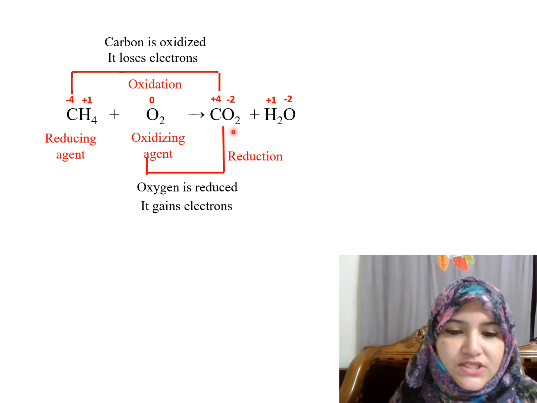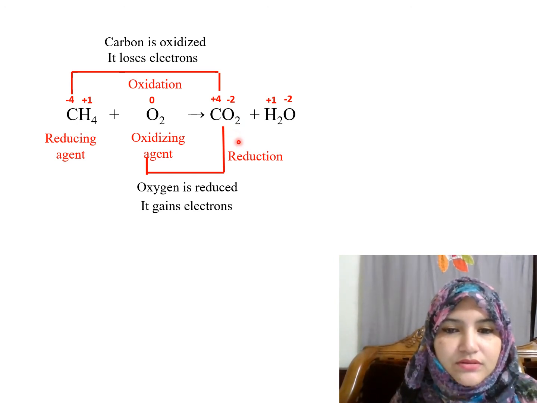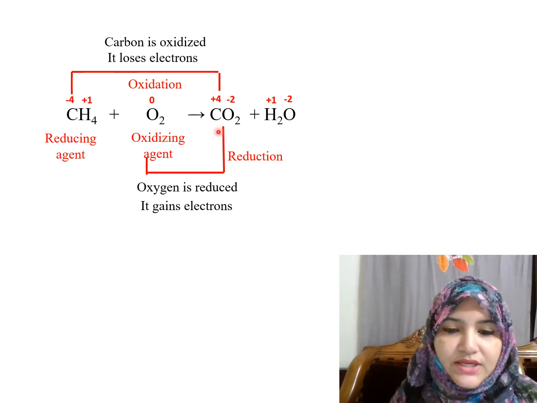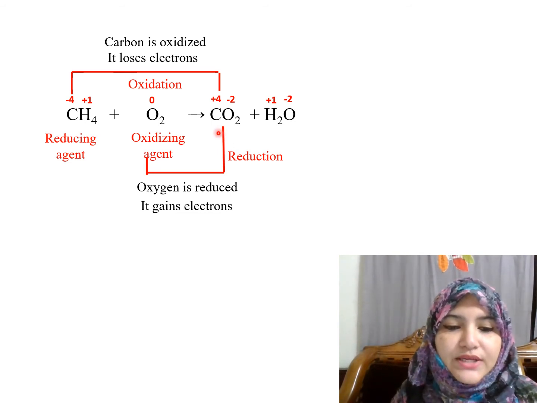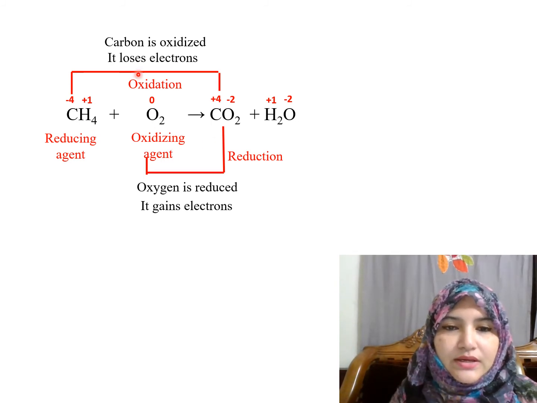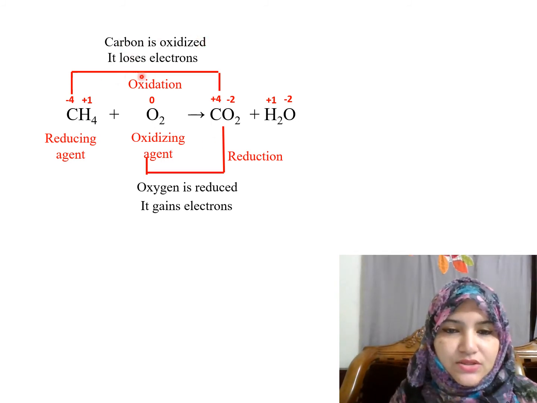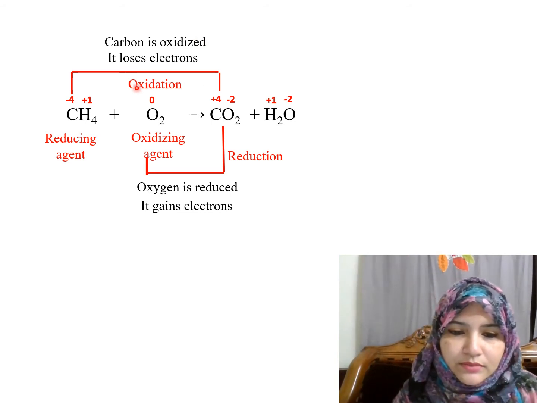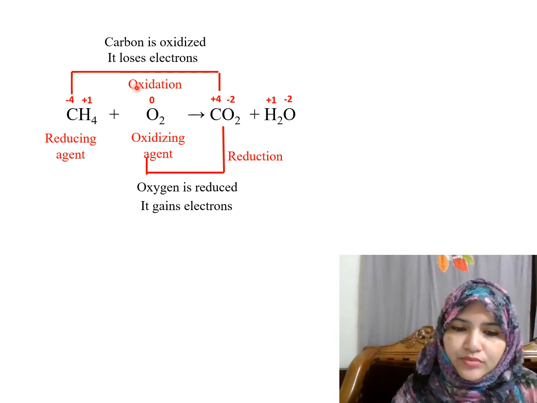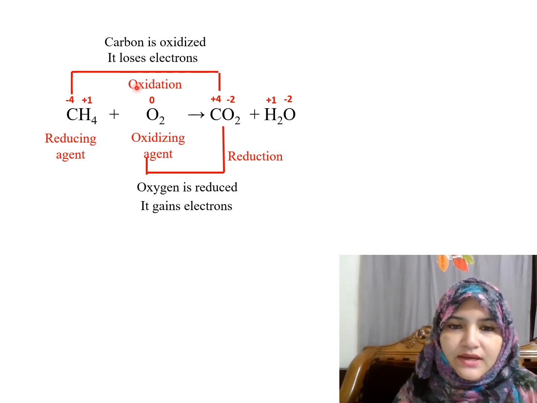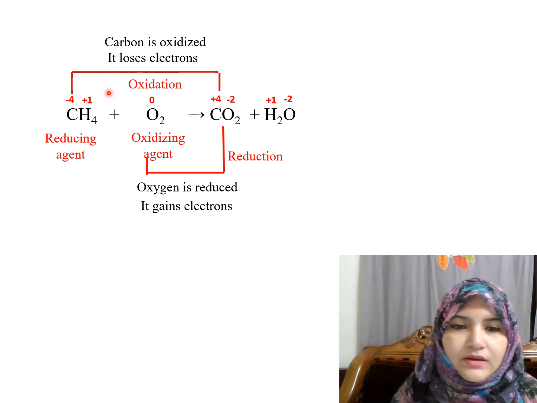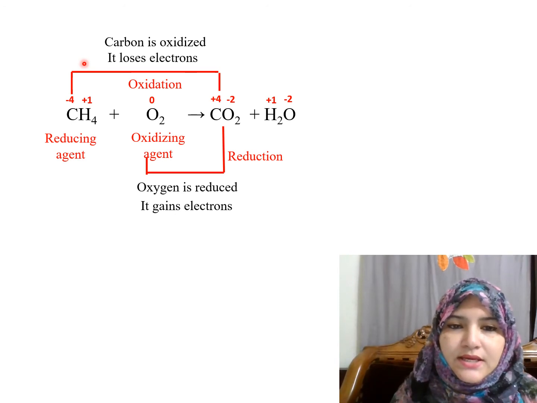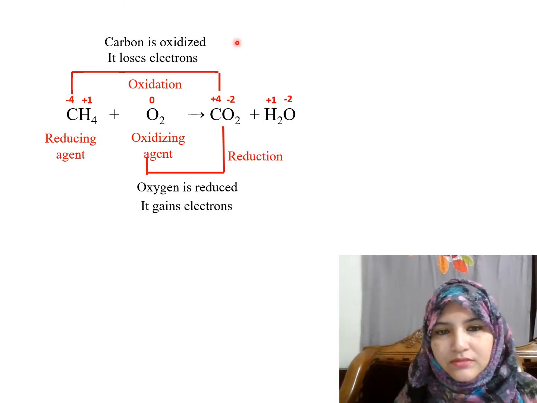Therefore the oxidation number of carbon is increasing. We can observe that the oxidation state of carbon is increasing, which means carbon is oxidized. Carbon is oxidized, it loses electrons, and that means we can say methane is oxidized as a whole substance. We should take the whole substance as the oxidized substance.